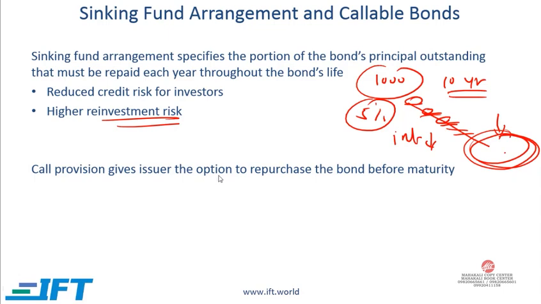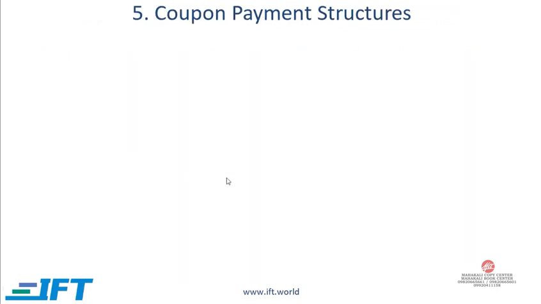A related item is called a call provision, and we'll see this in more detail later, but at this stage, I'll say this very briefly. A call provision gives the issuer the option to repurchase the bond before maturity. When the issuer can do this, the bond is called a callable bond.